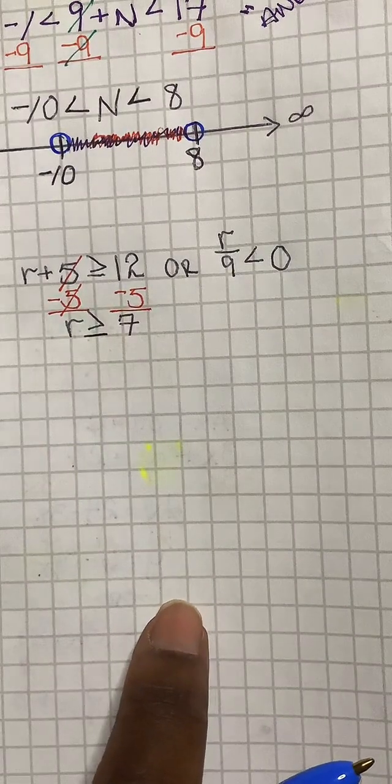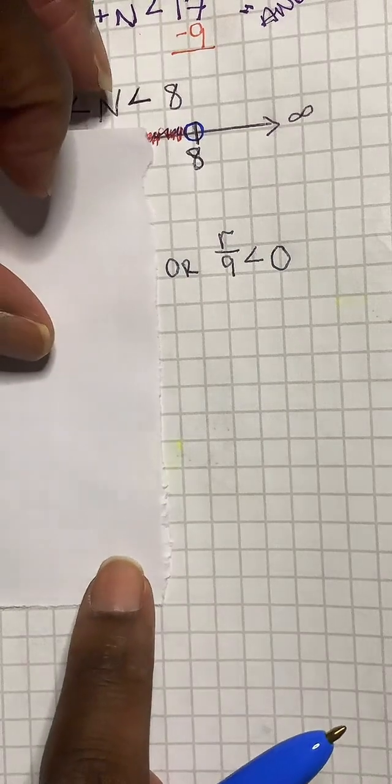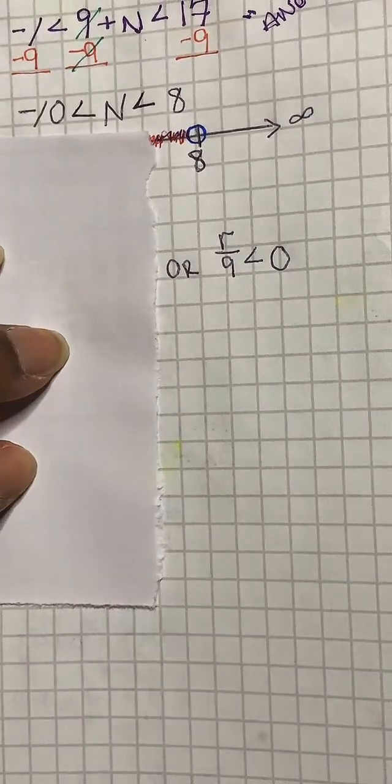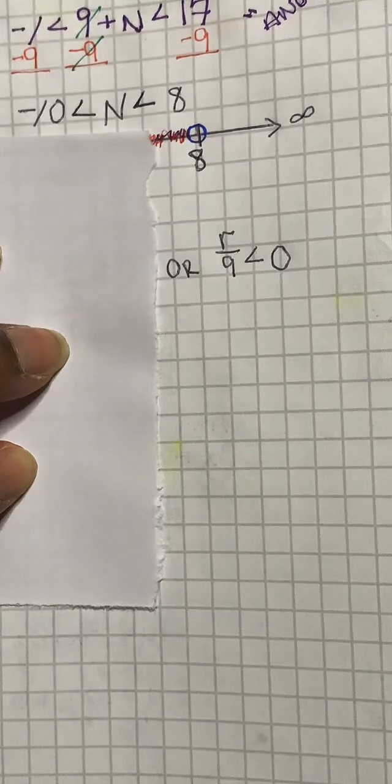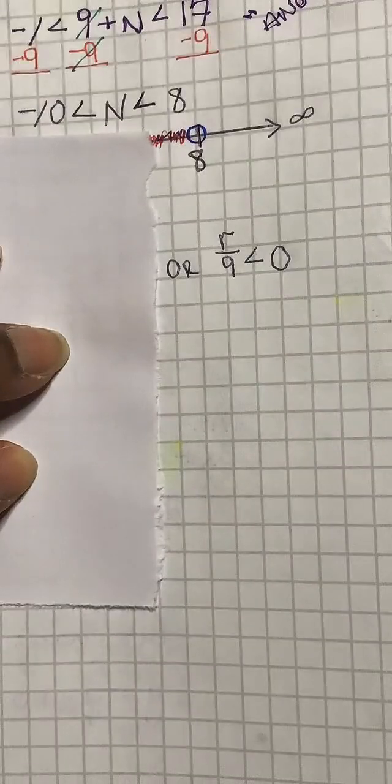So now, covering this up, we're looking at r over 9, which is less than 0. What should I do this time, if I want to solve for r?